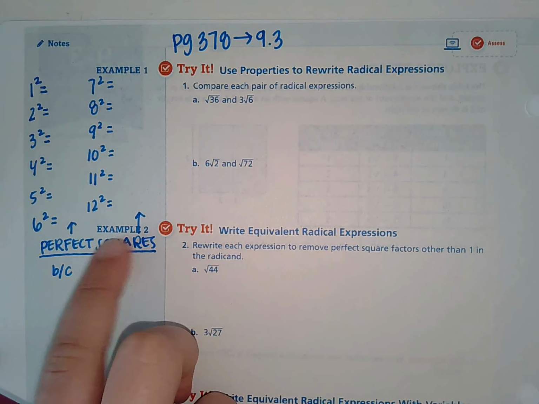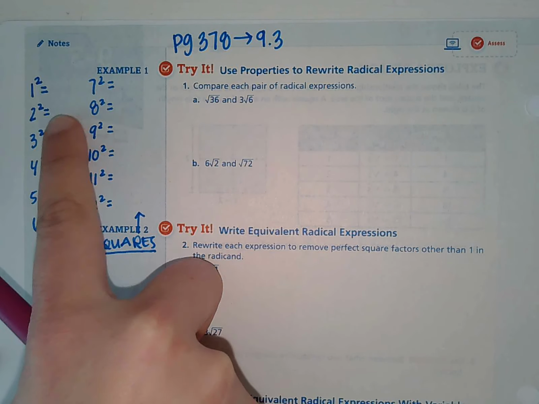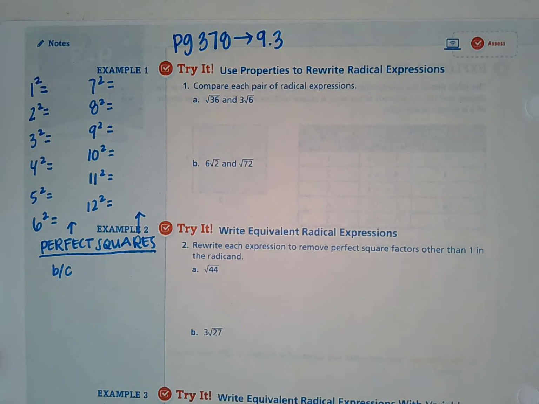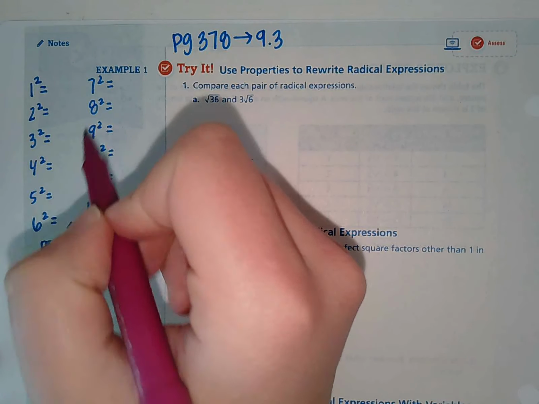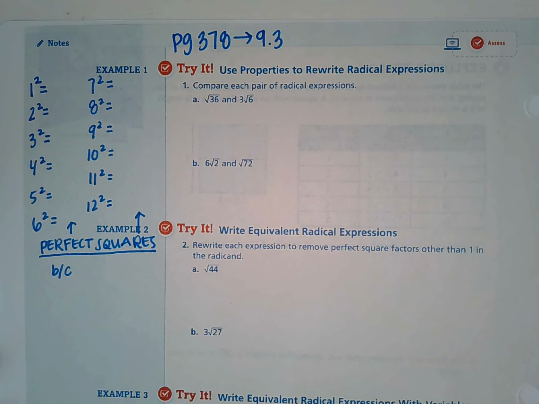So before we talk about that vocab, I want us to figure out what these things are. So we're dealing with exponents right now. Everything here has an exponent of 2. And I've just changed the base of my exponent. So I have 1 squared, 2 squared, 3 squared, 4 squared. I'm just going up by 1 each time.